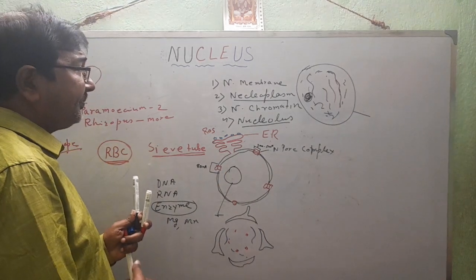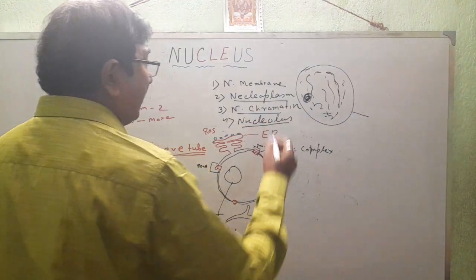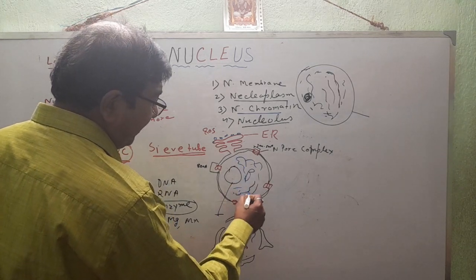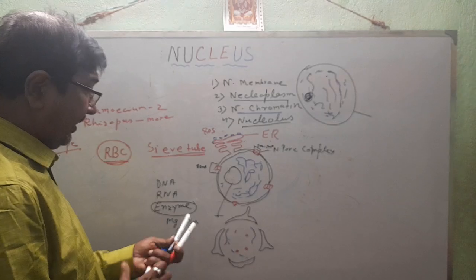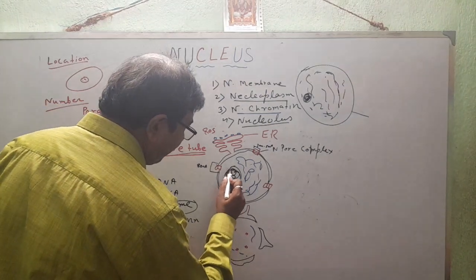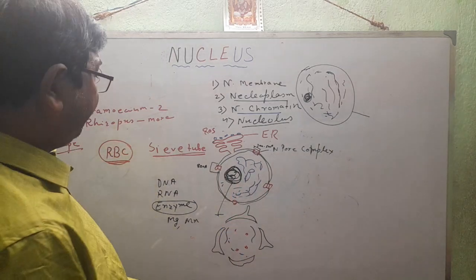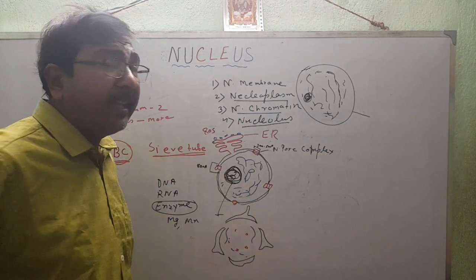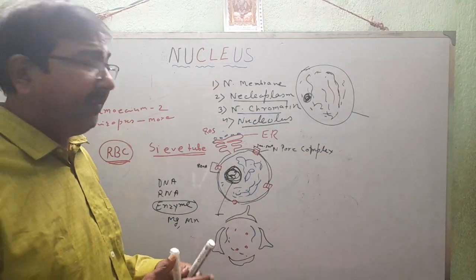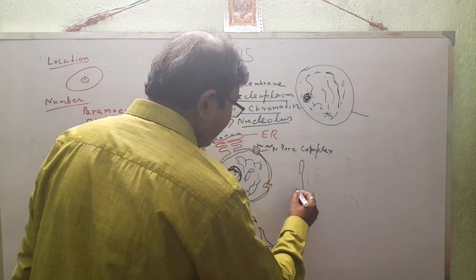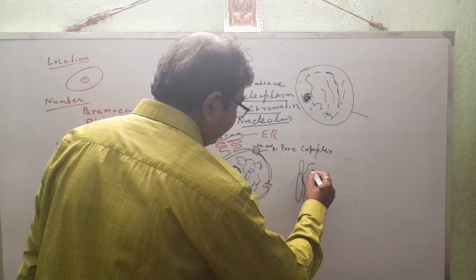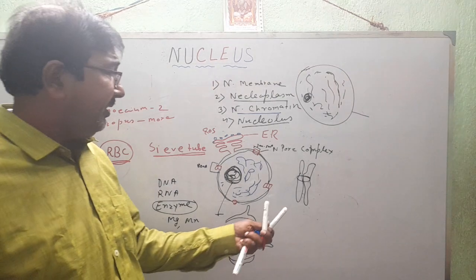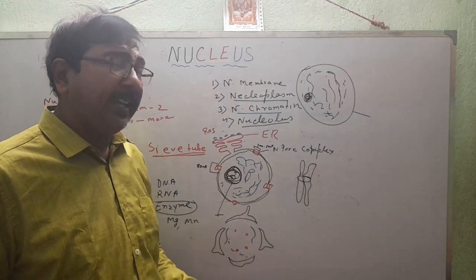Then another thing is nuclear chromatin. These are nuclear chromatin, thread-like structures. During cell division, this nuclear chromatin becomes dense and forms chromosomes. This is the chromosome during cell division. I will discuss the structure of the chromosome in the next class.